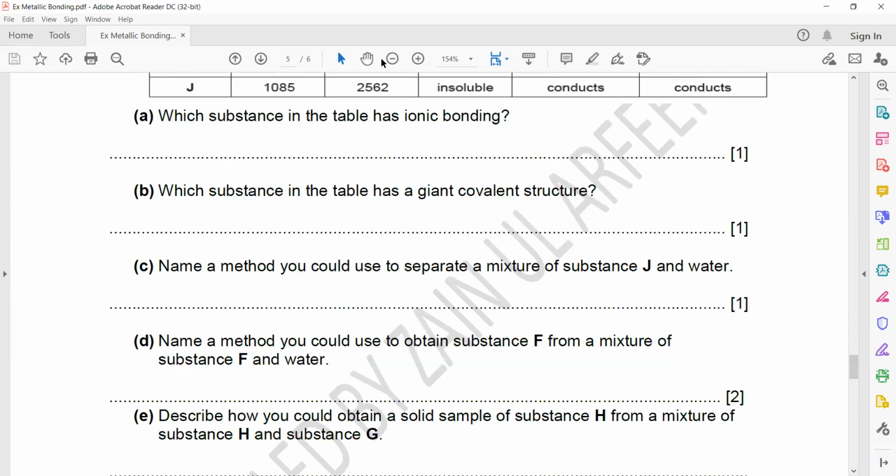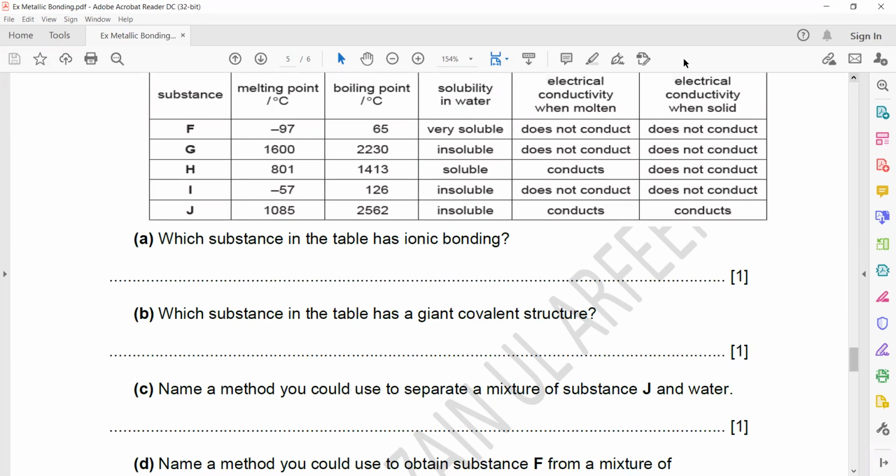Then name a method which could be used to obtain F from a mixture of F and water. This is related to separation methods, separation techniques. F is a liquid and it is dissolved in water. If two liquids are miscible, because if it is very soluble, it means it is miscible, which technique do we use to separate them from each other? We use fractional distillation.